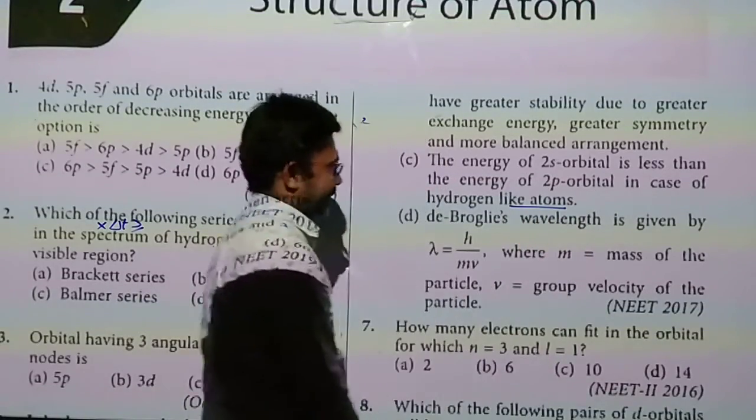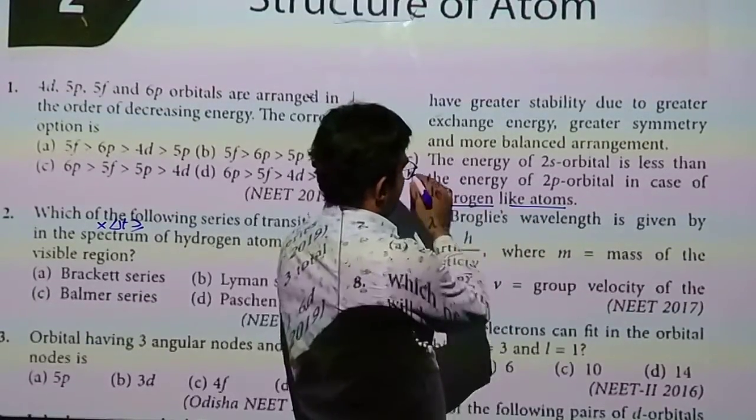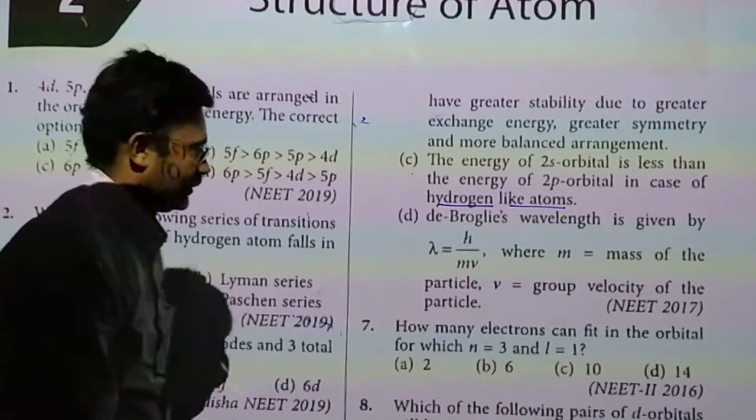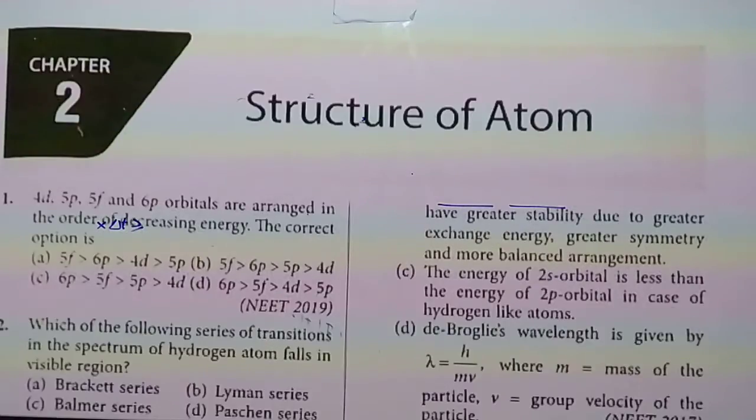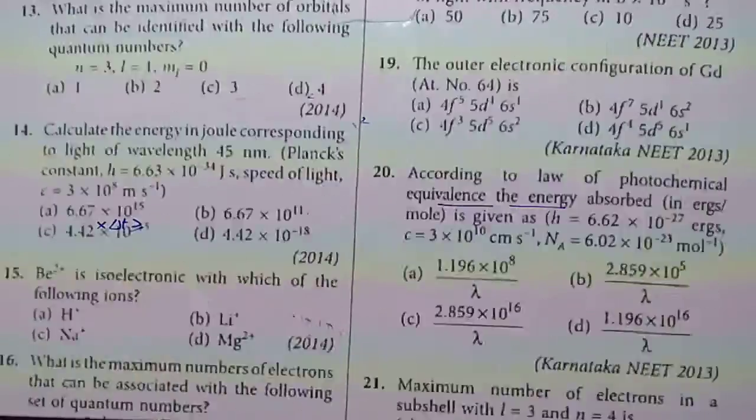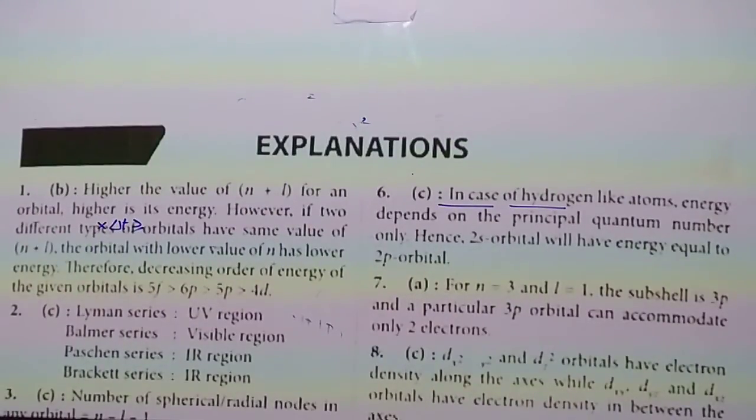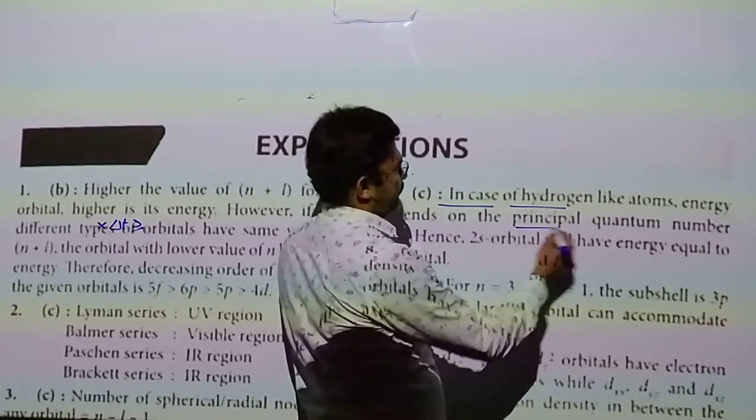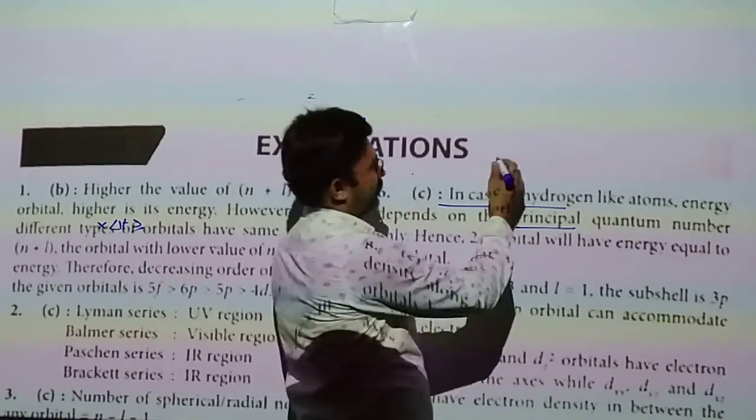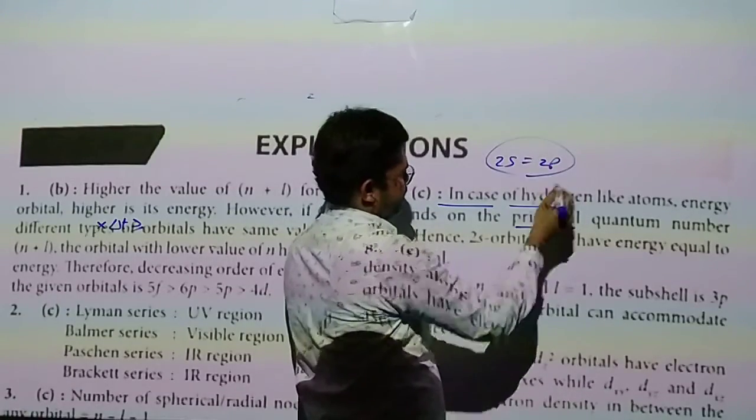Like hydrogen like atoms, wrong. The de Broglie wavelength is given by lambda equal to h upon mv. M is mass of the particle. V is the group velocity of the particle, asked in 2017. So our final answer will be, you can see, in case of hydrogen like atom, energy depends only on principal quantum number. So energy of 2s and 2p.